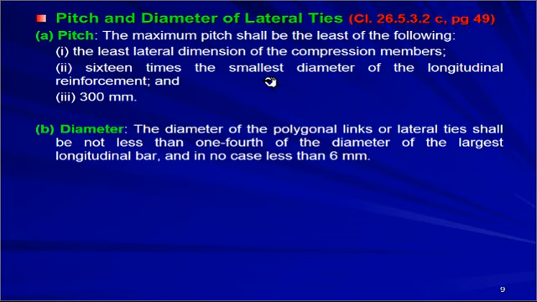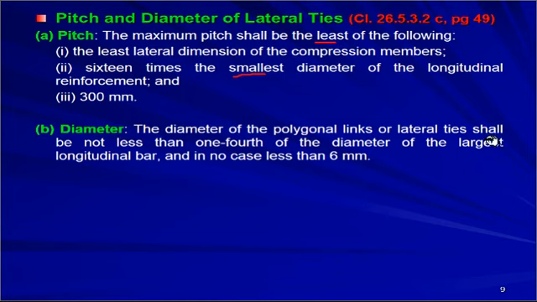Many times we provide a combination of bars, sometimes 4 bars of 16 mm diameter plus 4 bars of 20 mm diameter. In this case, just consider the smallest diameter, which is 16 mm. So 16 times 16 mm, this is the meaning of this line. And the last one is 300 mm. Out of these 3 points, whichever is least, that minimum we have to consider.